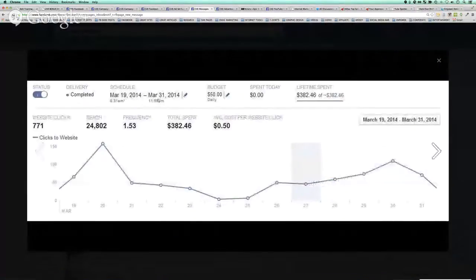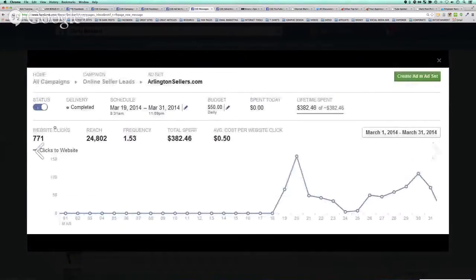Yeah, so March 19th to March 31st. Look at this, 771 website clicks. Average cost per website click is 50 cents. So this was that same ad we were just looking at. 50 cents per website click going to a real estate offer, to see what the value of your home is, right? Total spent $382.46 on that one. Here's another version of the same thing, showing more right here. See all these different clicks to the website, 50 cents per click, and 24,000 people were reached.